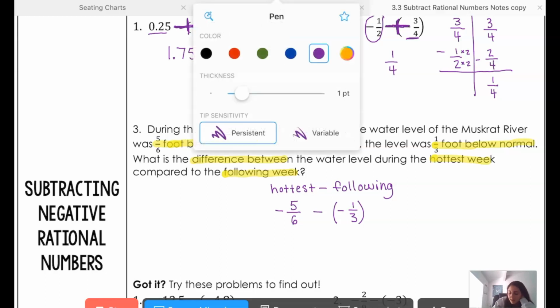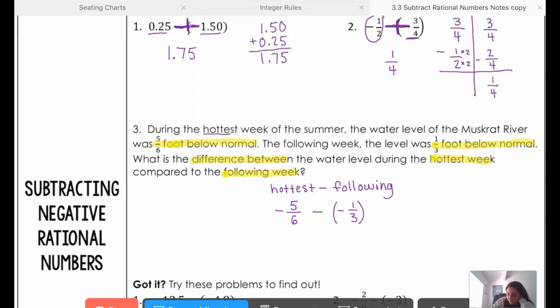We have a double negative. We have a minus a negative 1/3, so we need to make that one big positive. So now we have a negative 5/6 and a positive 1/3. Those are different, so we're going to subtract. On the side, we can do 5/6 minus 1/3.